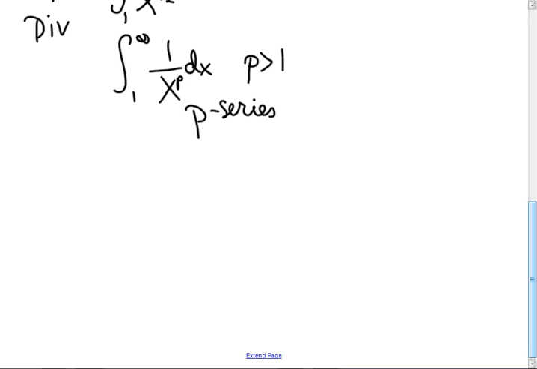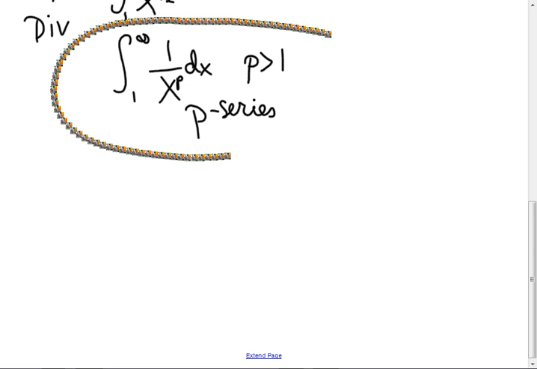Come on in. There's a picture of my chihuahuas. You can't see them.